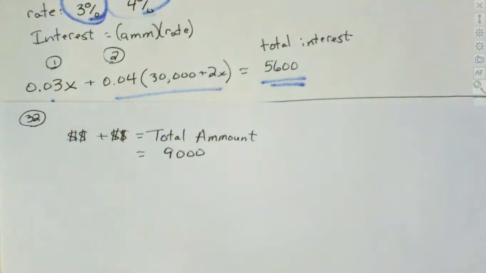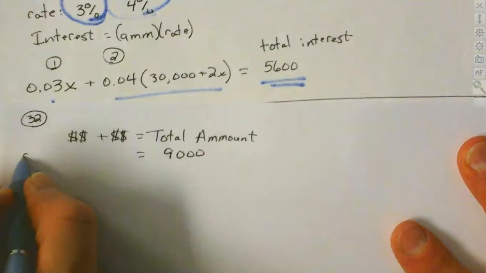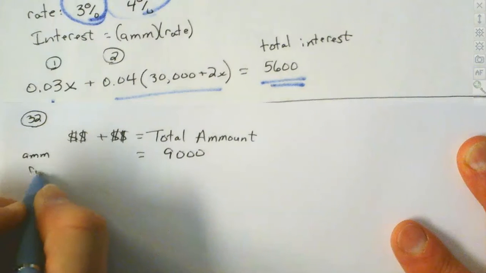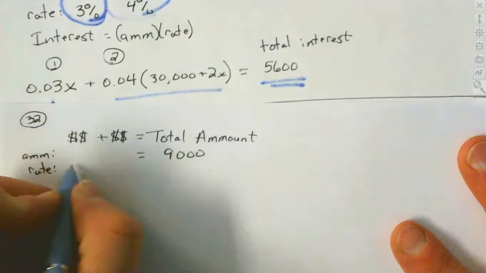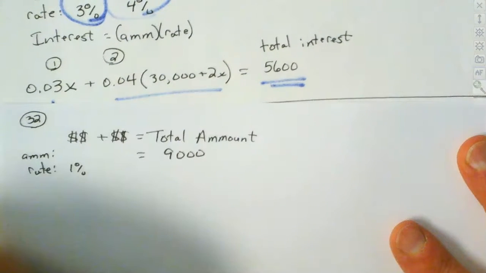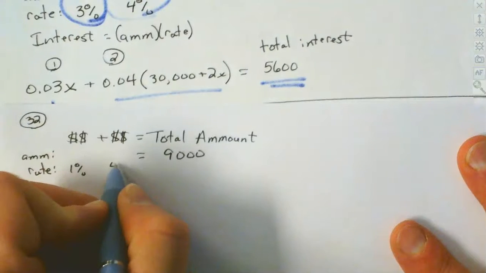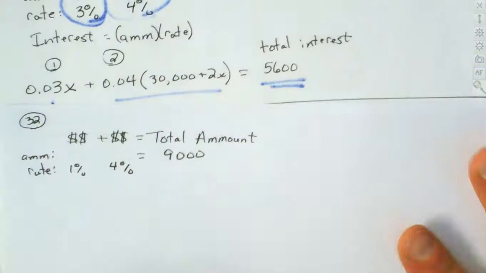What am I going to do with this money? I'm going to break it up into two different accounts, one paying 4%, and one of them paying 1%. Doesn't matter which one we list first. That's irrelevant. Just put one of them at 1%, the other one at 4%.